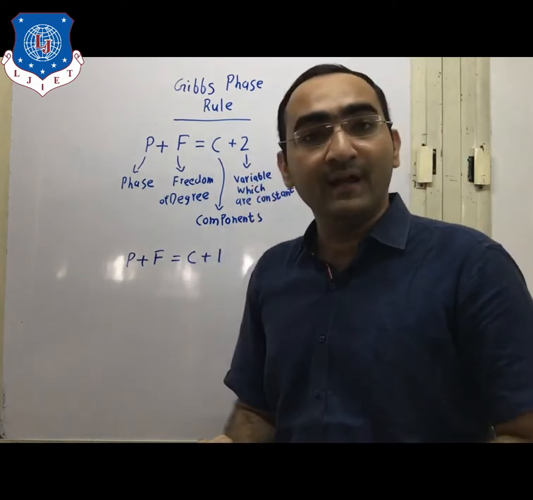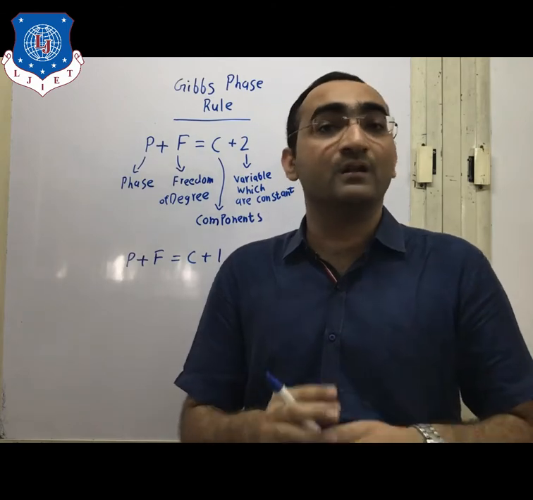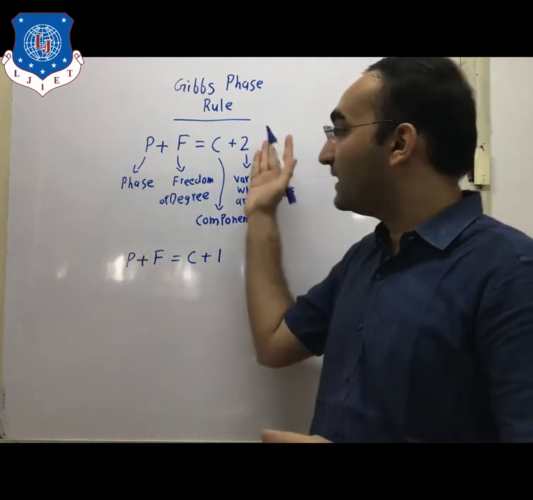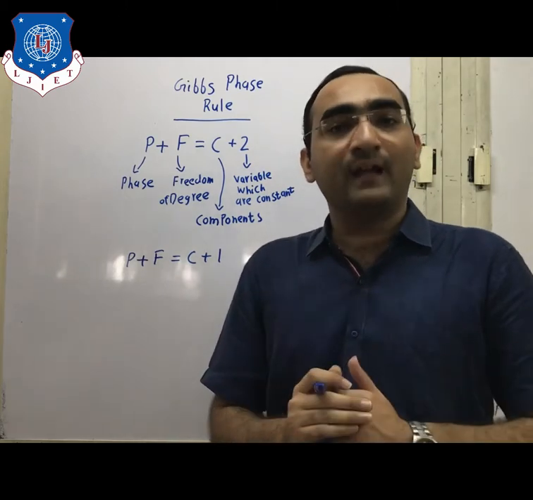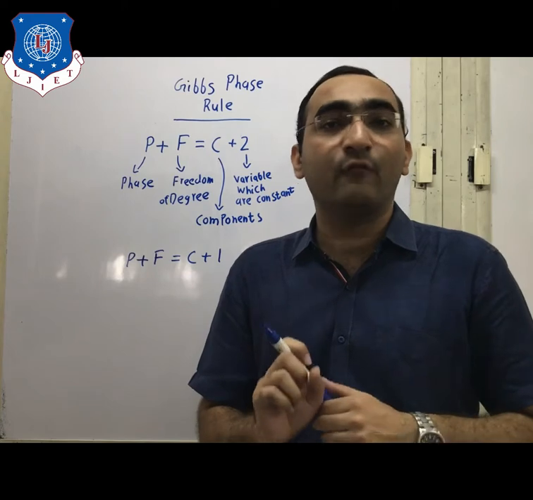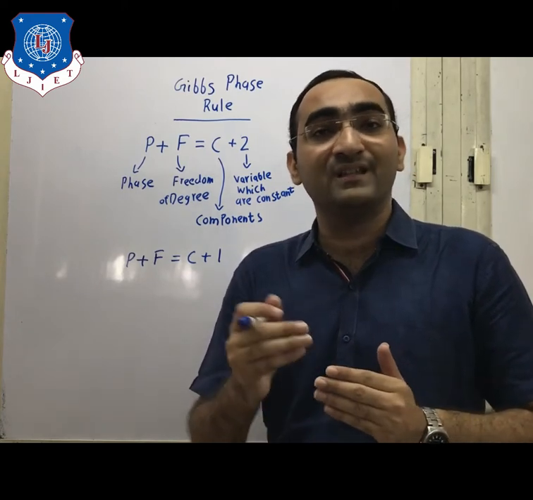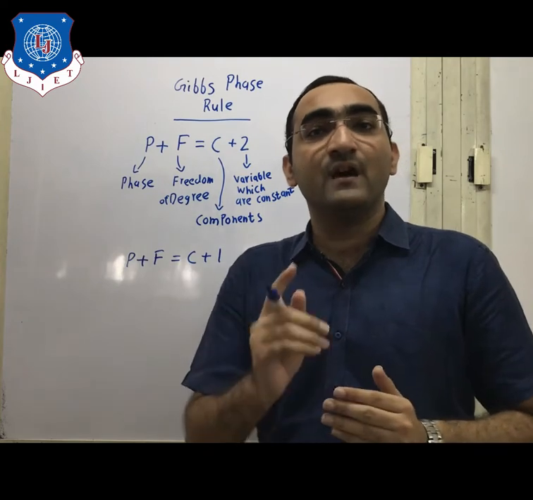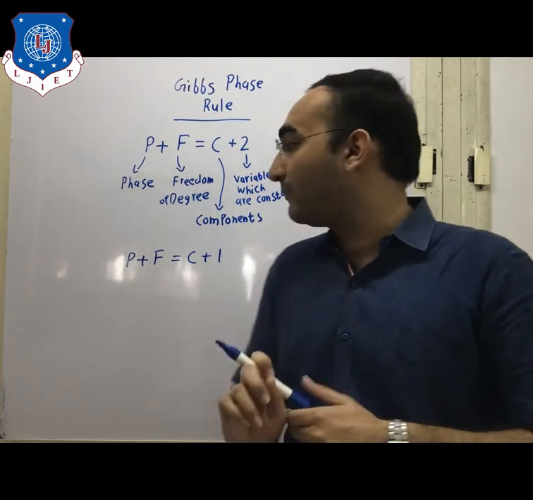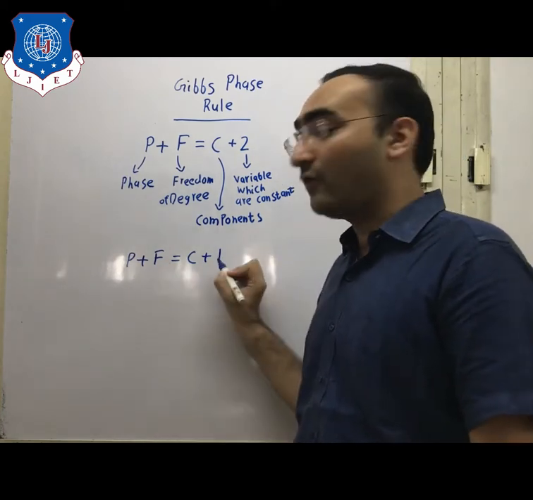What does this 2 indicate? 2 indicates we are keeping two variables constant. Which two variables? We are always going for the pressure and temperature over here. But in our practical use, temperature is not kept constant. The temperature is the movable, or you can say the changeable part. That means we are only keeping pressure, the atmospheric pressure, constant. So for that we always write this equation.